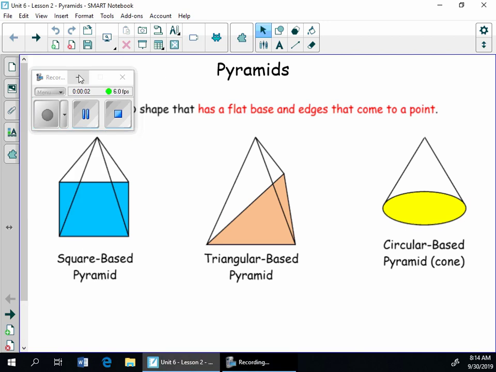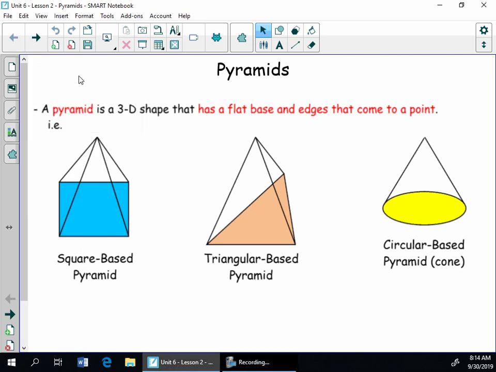In today's lesson, we're going to take a look at another type of 3D shape, that is pyramids. Pyramids are very much like a prism, except that they come to a point. So instead of having two bases that are the same, they have a single base, and all those bases, when joined together, come to a point.